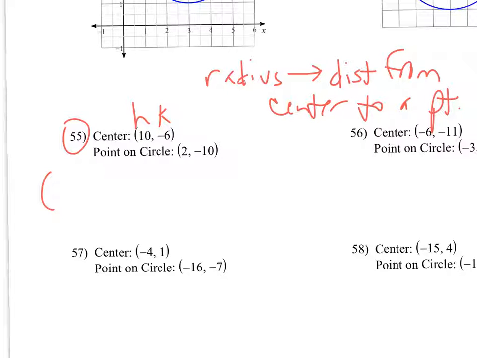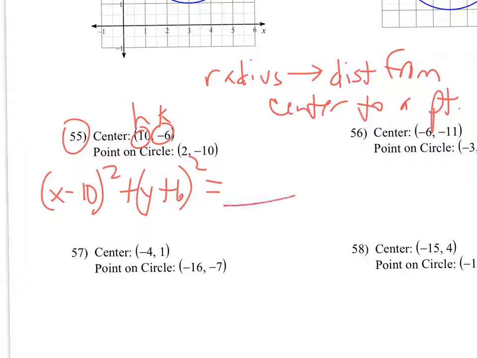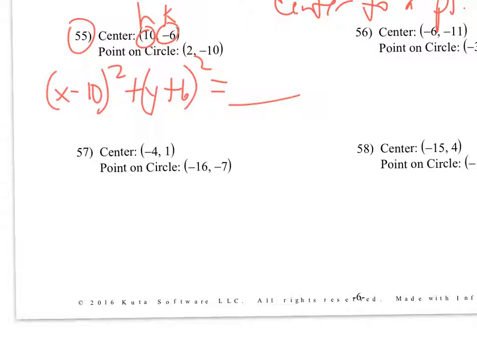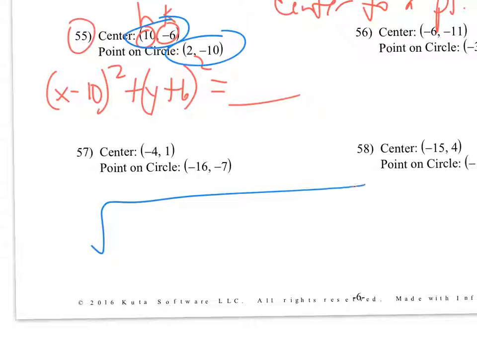So I can think about my equation, and I already really know the first part of my equation here. This is going to be x minus the h, or my x value of the center, squared, plus y minus a negative 6, which is really going to be y plus 6. We just need to figure this out. And we're going to do that with the distance formula, because the distance from this coordinate to this coordinate, center to a point on the circle, is going to be my radius. So I need to do my distance formula that was at the beginning of this section.